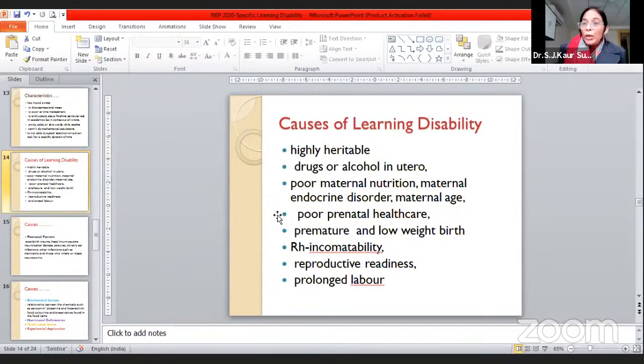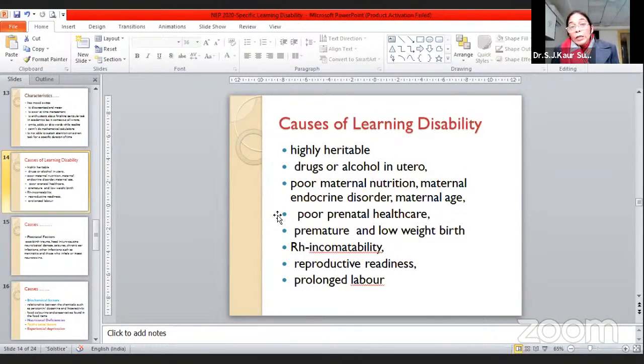So what could be the reason? First is that it is highly heritable. Heredity plays an important role. If a parent or a close family member has a learning disorder or learning disability, they are learning challenged, so there is a probability that the child will also have a learning disability. The child will also be learning challenged, right? And we have seen in larger cases that genetic factors play an important role.